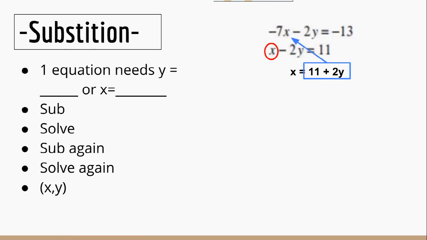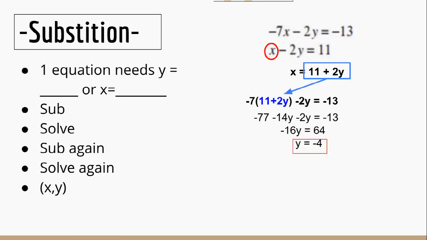Everything behind the equal sign gets substituted into the other equation. So since we had x equals, we're putting all this information where our x is. So our rewritten equation would look like this: negative 7, and then again, where x is, you put everything in its place, (11 + 2y) minus 2y equals negative 13, just copying that first equation. From there, we're going to solve.